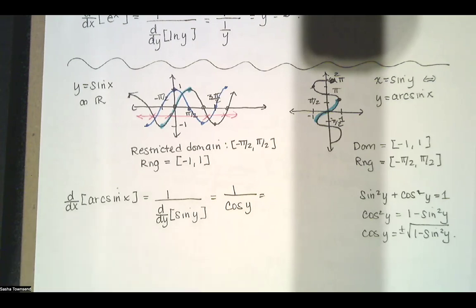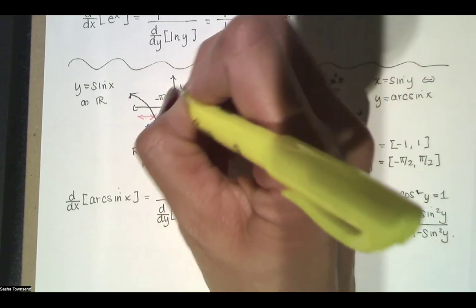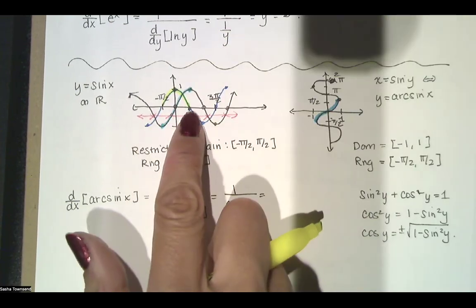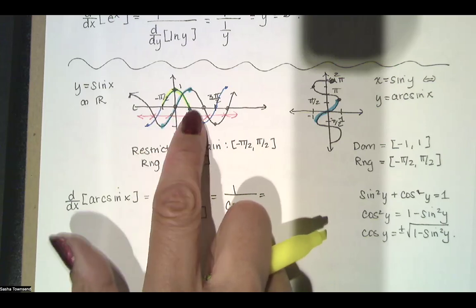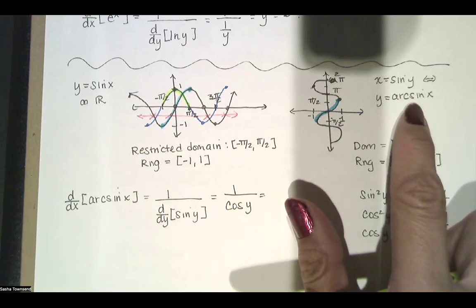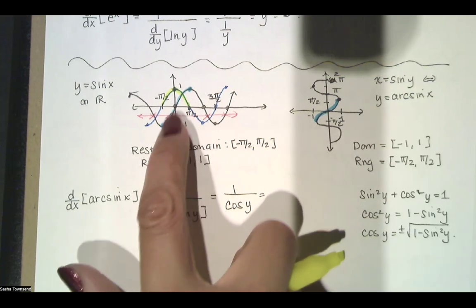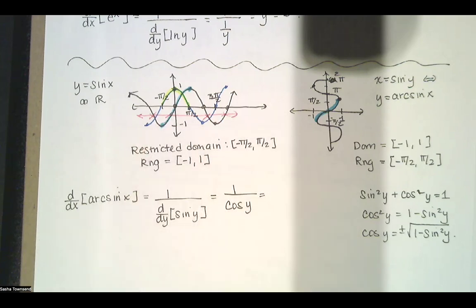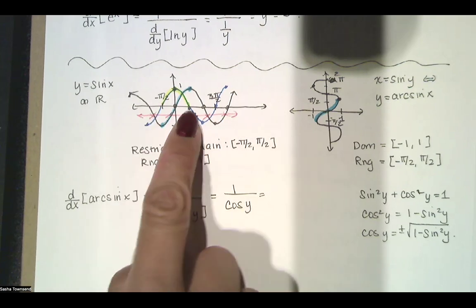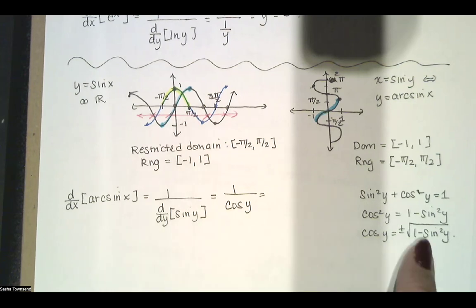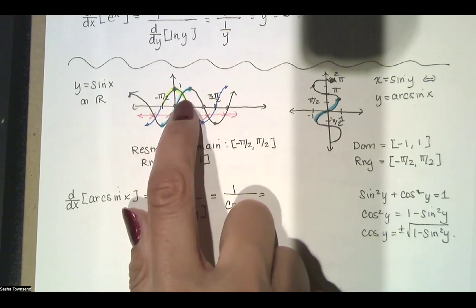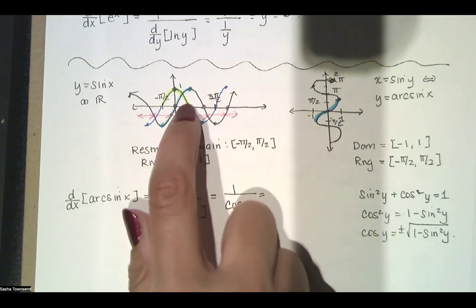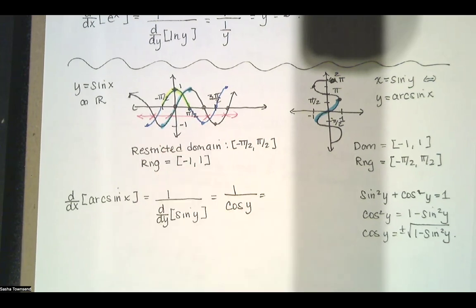Okay, so I'm just interested now, not in cosine of y in general, but in the restriction of cosine of y to negative pi over 2 to pi over 2, because that is the range of this arc sine of x function, but it's the corresponding domain of that restricted sine function if I go back to my restricted function that I started with. So on the interval from negative pi over 2 to pi over 2, is cosine of y positive or negative? Well, cosine is positive, right? We can see the y values are positive on that cosine graph. So I'm going to take the positive square root here.